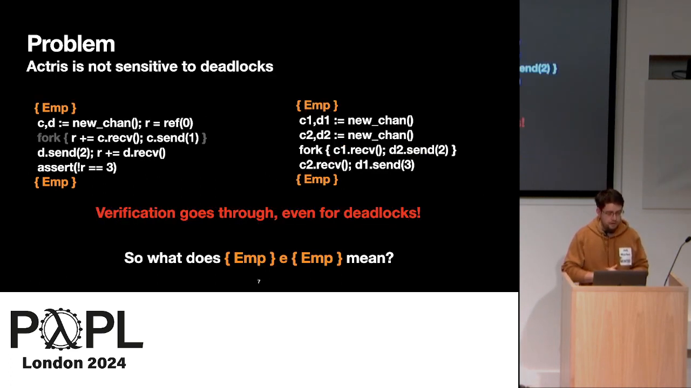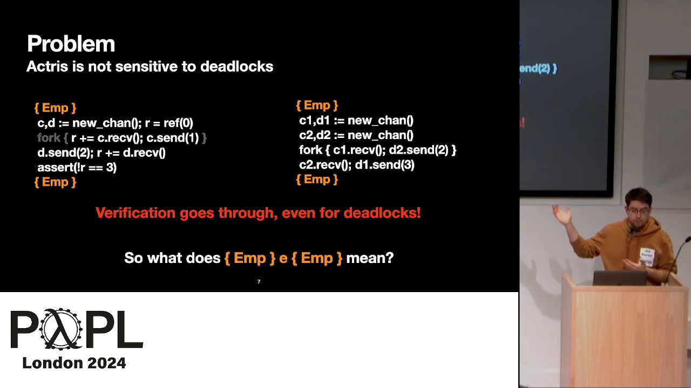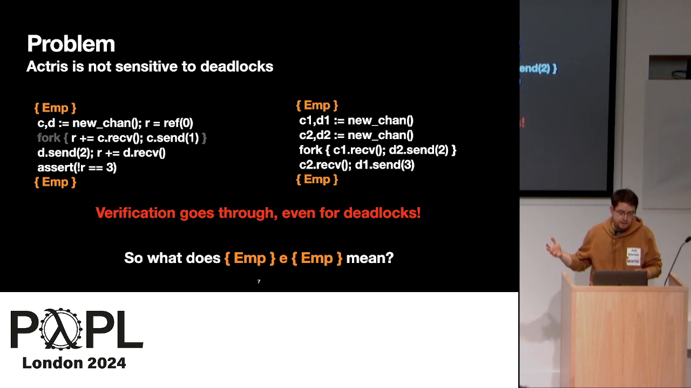So the problem that we want to solve here is that Actris is not sensitive to deadlocks. So consider our example. If we remove the fork, Actris doesn't care, so you can still prove the same Hoare triple as before. But as you can see now, we receive a message immediately after creating the channel. So the other party is never going to send because that other party is us.